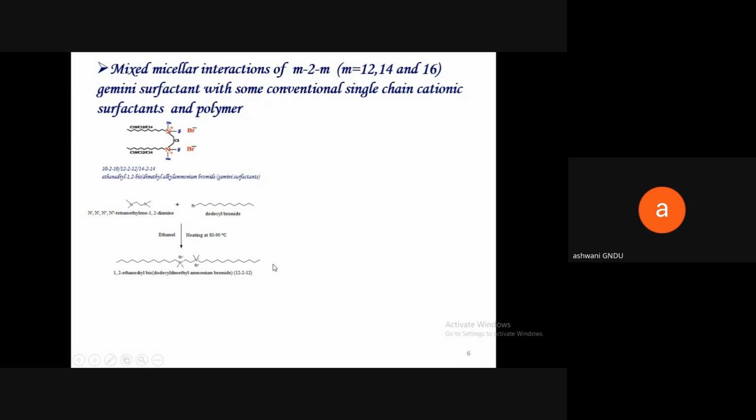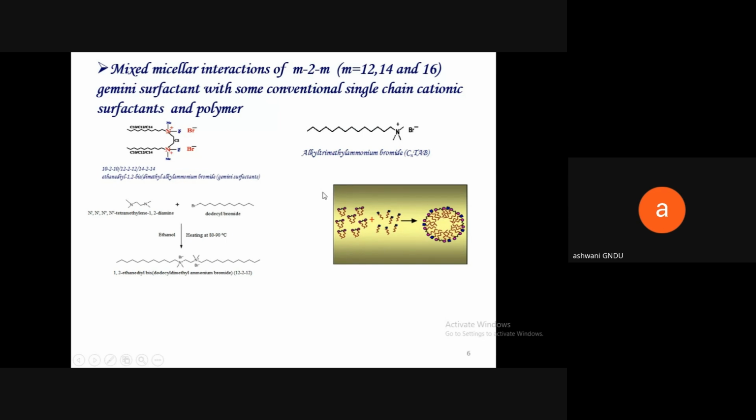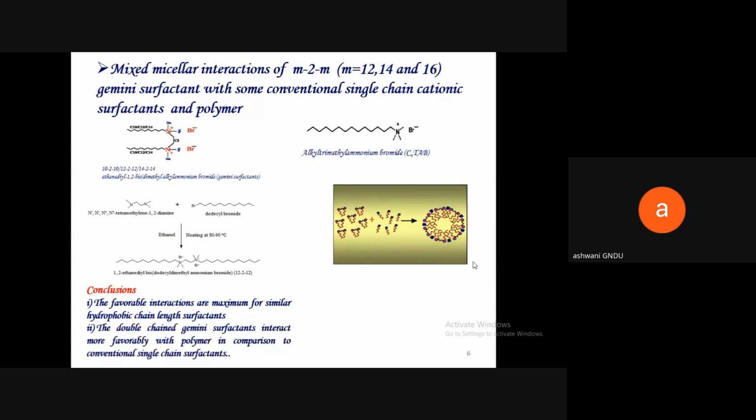This is more important than other conventional surfactants because they have longer chains as compared to the conventional surfactant, so their applications are more important. So we have studied the micellization of these surfactants together. This is the two-chain surfactant and this is a single chain. They form mixed micelles like this, and the conclusion from these studies is that there are favorable interactions between these two types of surfactants. These double chain surfactants interact more favorably with the polymer in comparison to the single chain surfactant. So these studies have been published in these journals.